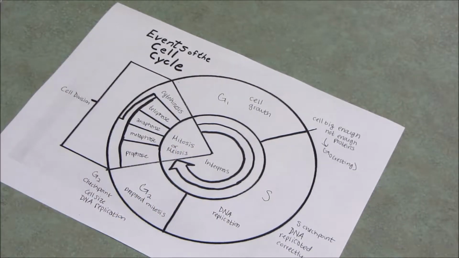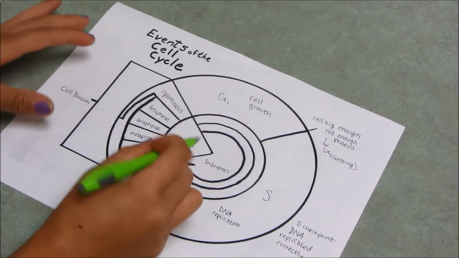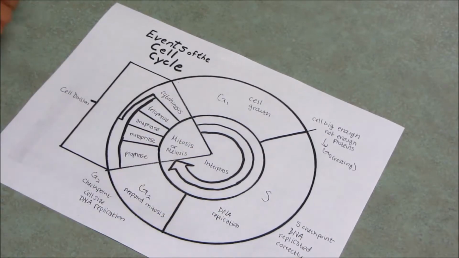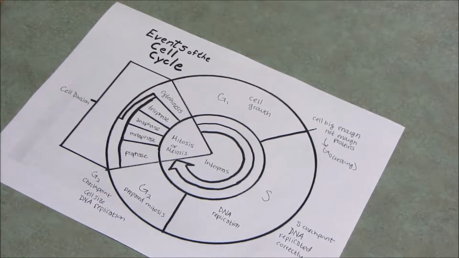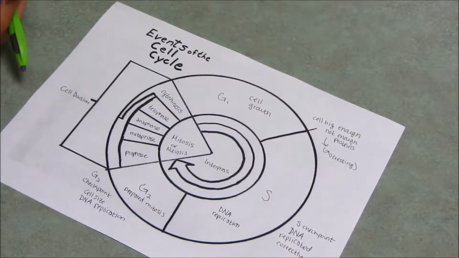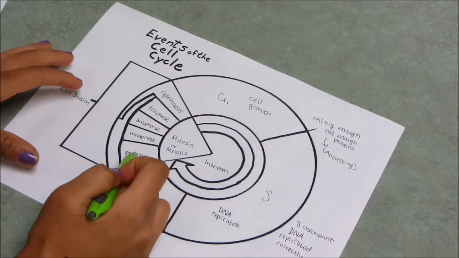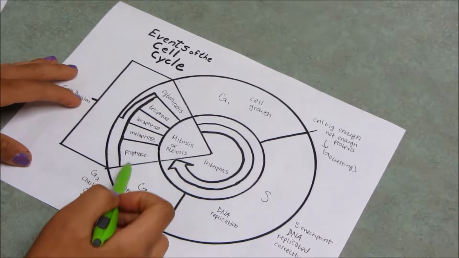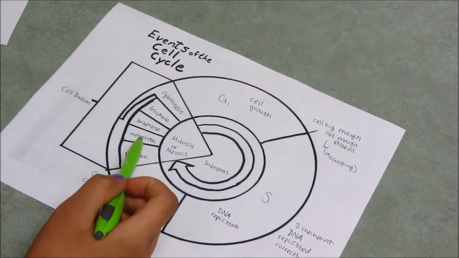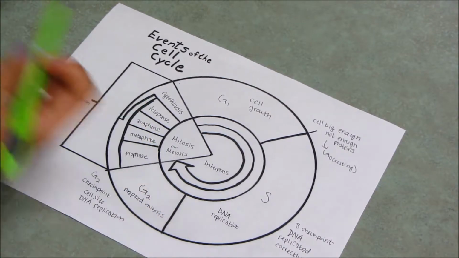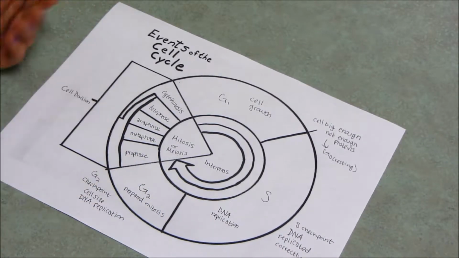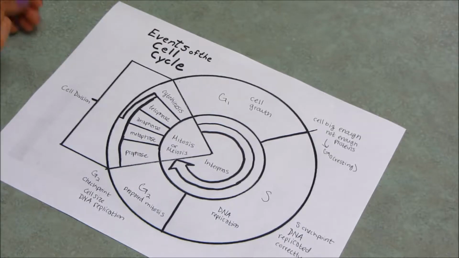Cell division could be mitosis or meiosis. Meiosis is for sex cells. So that's how babies are made and how fertilization occurs. But the first phase in mitosis is prophase. That's when the chromosomes form. So chromatin condenses into chromosomes and the nucleolus disappears.